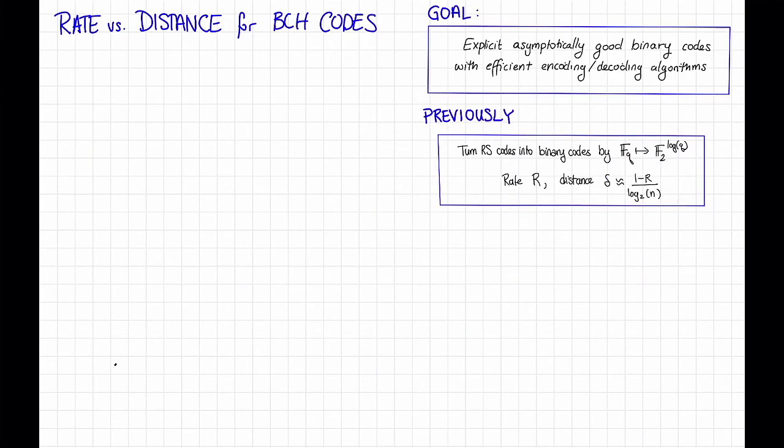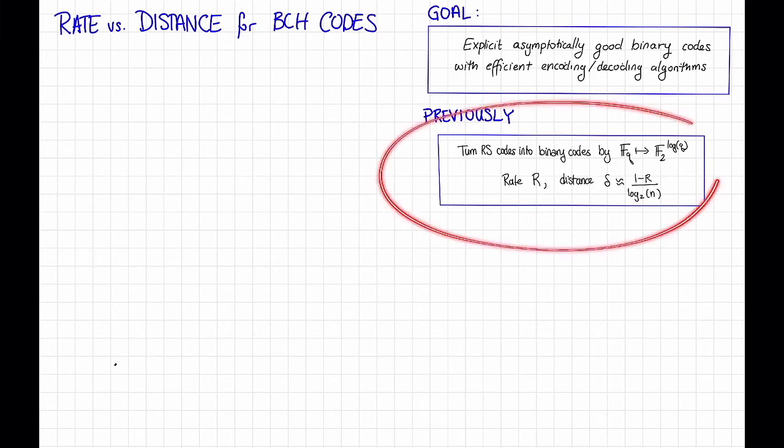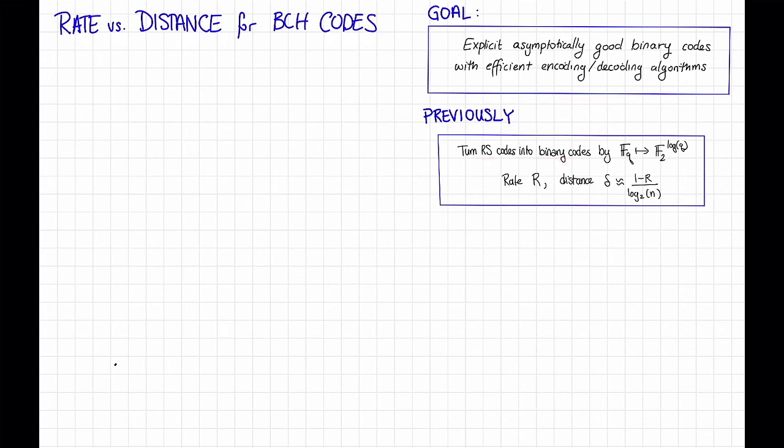Now that we understand the dimension of BCH codes, let's return to our original goal that we stated in a previous video. So recall that our goal was to come up with explicit, asymptotically good binary codes with efficient encoding and decoding algorithms. Previously, we saw a strategy which got this, where we basically just turned Reed-Solomon codes into binary codes by replacing every q-ary symbol with a little bit string of length log q. That didn't do so great. It had rate R and relative distance delta equals (1 minus R) divided by log base 2 of n.